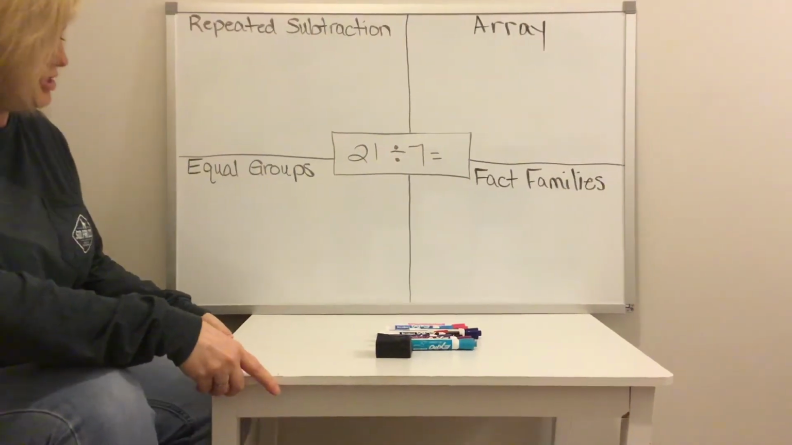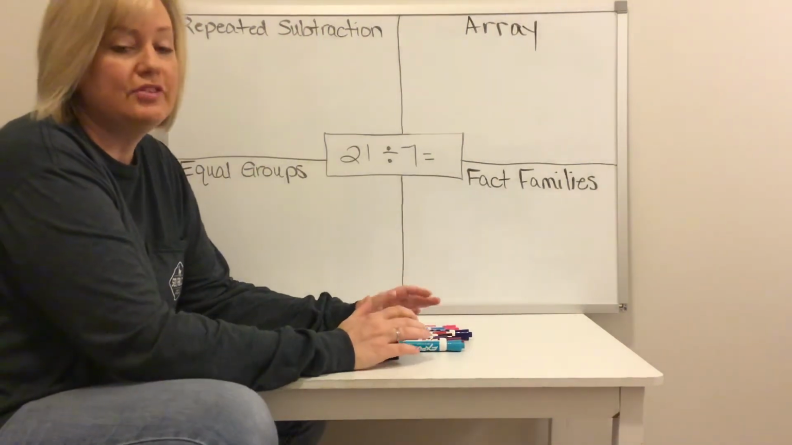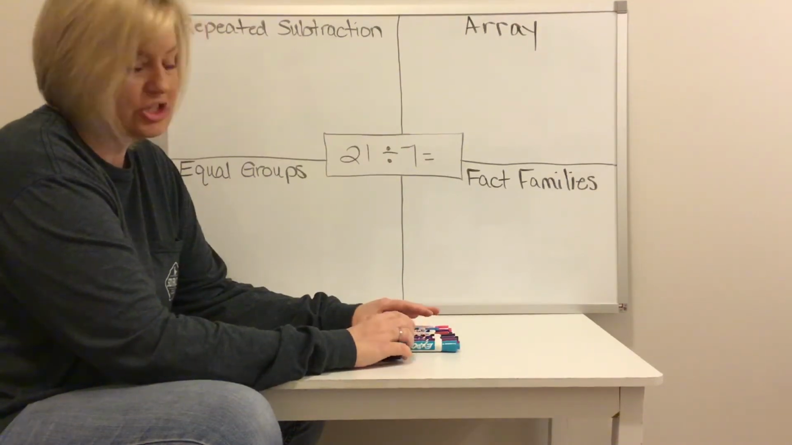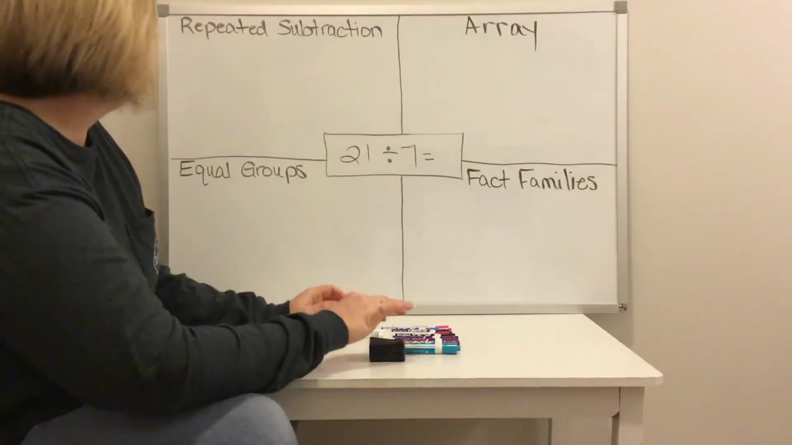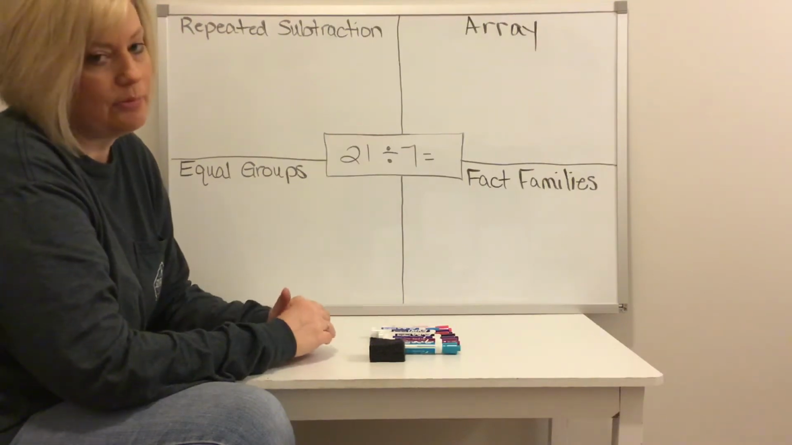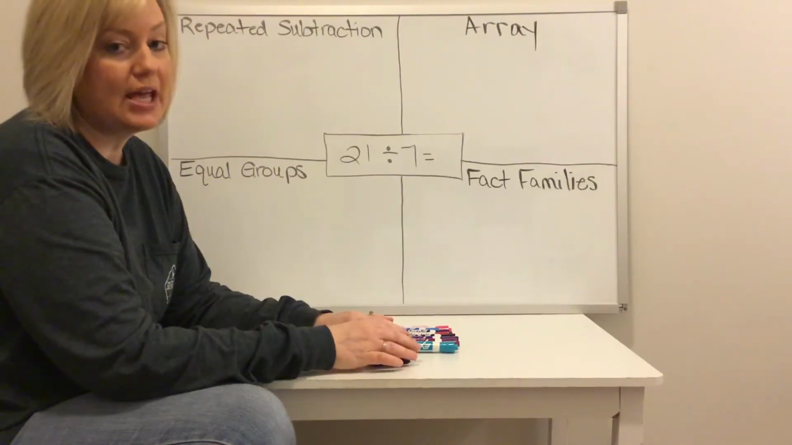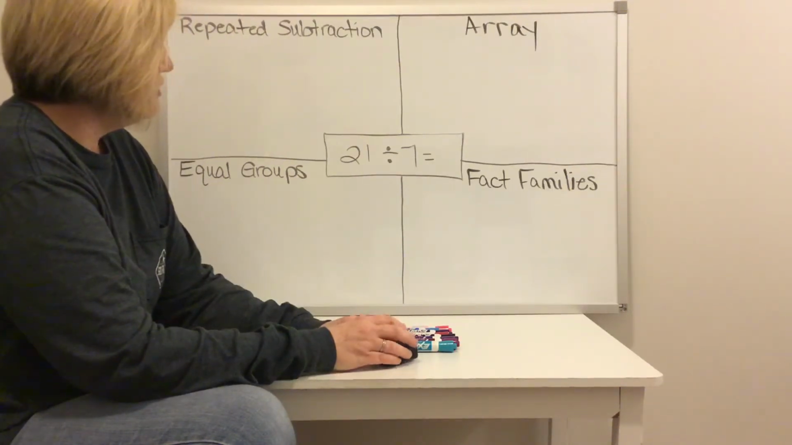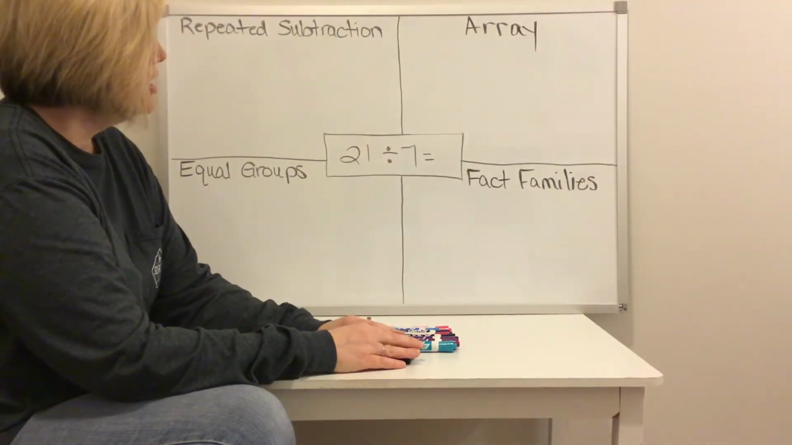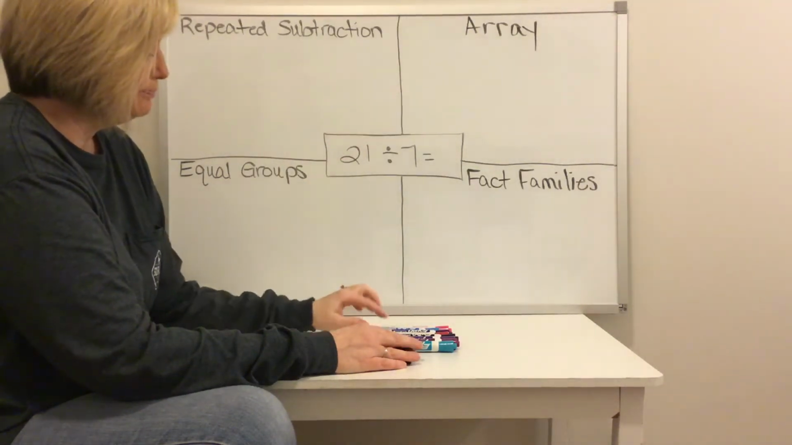Guys, I just wanted to jump on here real quick and do a little mini lesson with you all on your division strategies that you've been using so far in our division unit. I'm going to be doing the repeated subtraction, array, equal groups, and fact families strategies. Your lesson today is on dividing by 7, 8, and 9. So the example that I'm going to use is 21 divided by 7, and I'm going to go through how to figure out a problem like this using each one of these strategies.